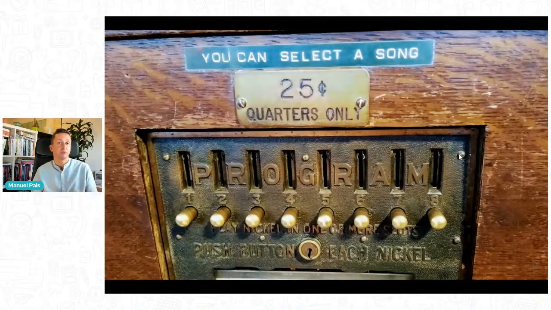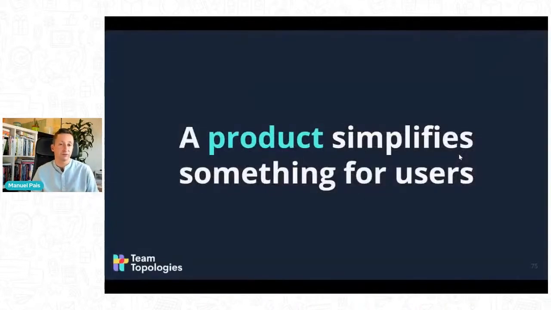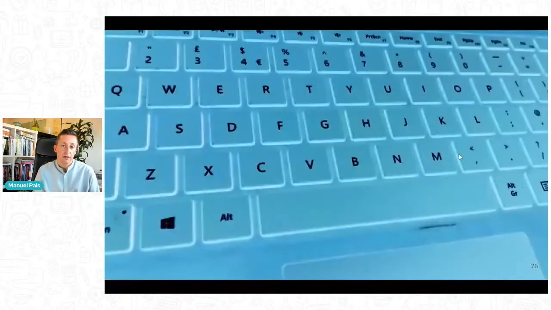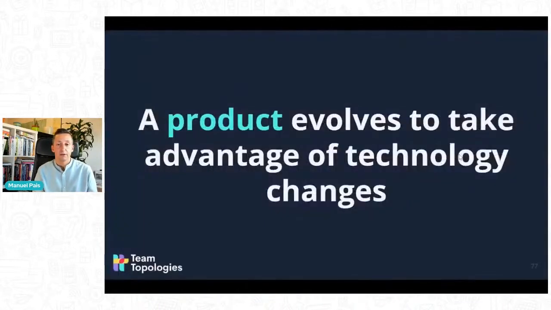The machine would do it for them. The product would do it for them. And so a product simplifies something for users, right? Simplifies some tasks, some workflow, or simplifies how they can meet some need. A product evolves and takes advantage of technology changes as well, obviously. We're not stuck with products that use technology that is no longer evolving, because then the product cannot evolve with it, right?